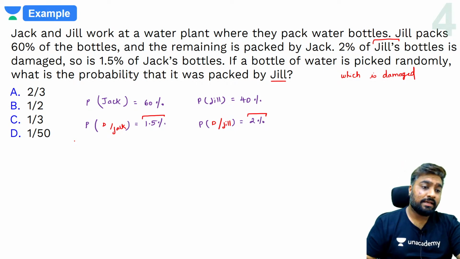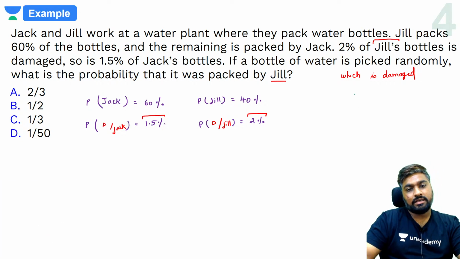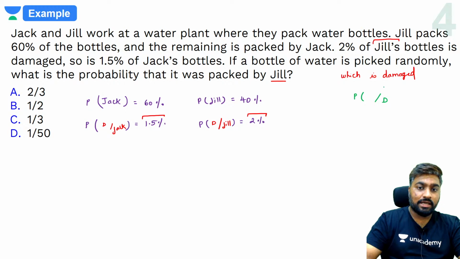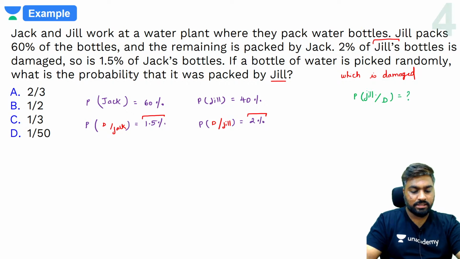So what are they asking now? They're asking the other way around. What is the expected value? That probability of a bottle which is already damaged, that a bottle that is already damaged should be packed by Jill. That is what they're asking. Apply Bayes theorem, finish it quickly.